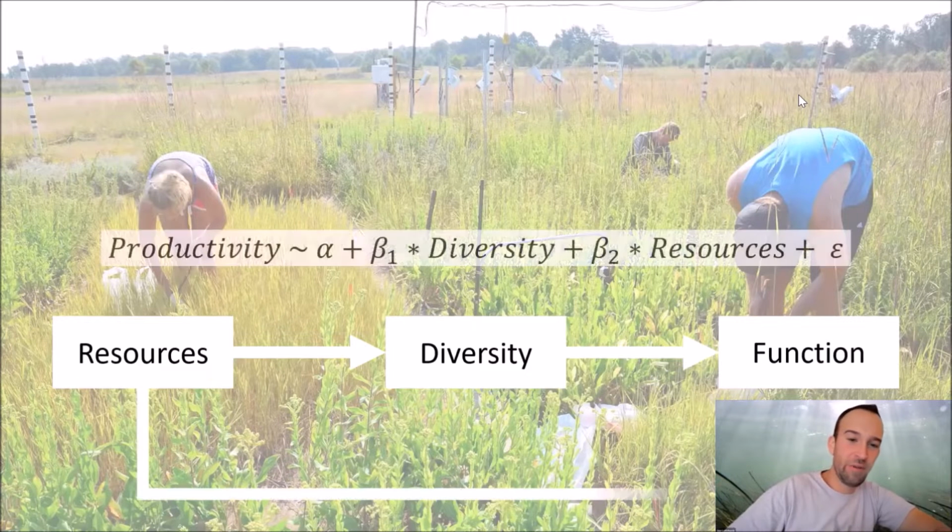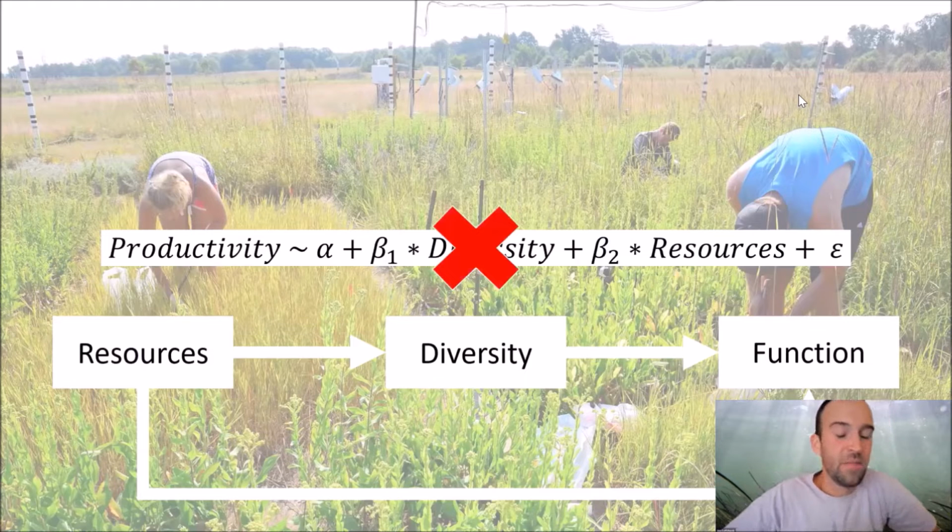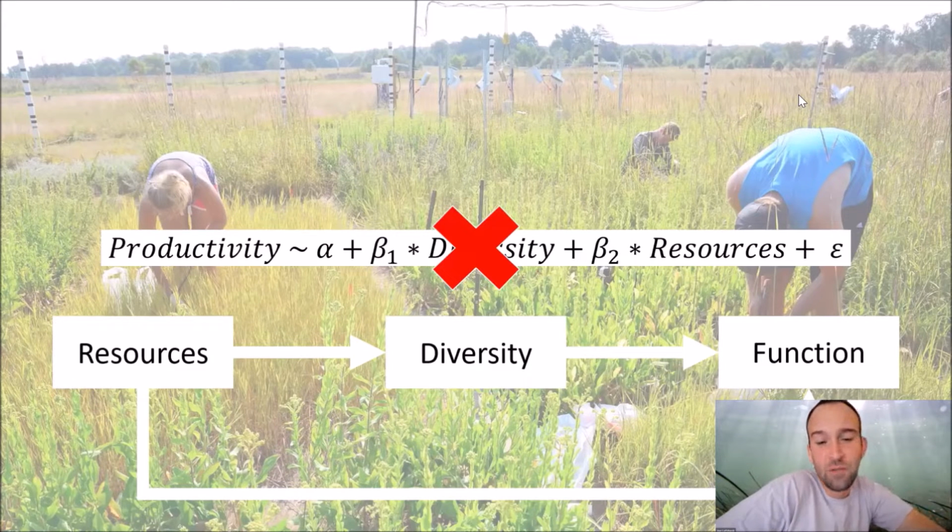In the past, we might have fit a multiple regression like this, again predicting variation in some function like productivity as a consequence of variation in diversity and resources. But this isn't really reflecting the diagram below, because we have this potentially indirect pathway between resources and function that is what we call mediated by diversity.